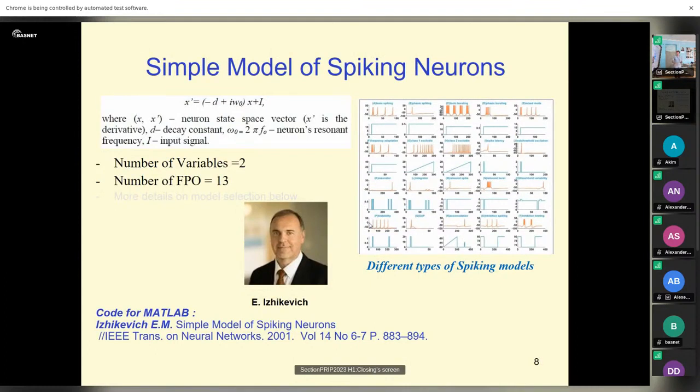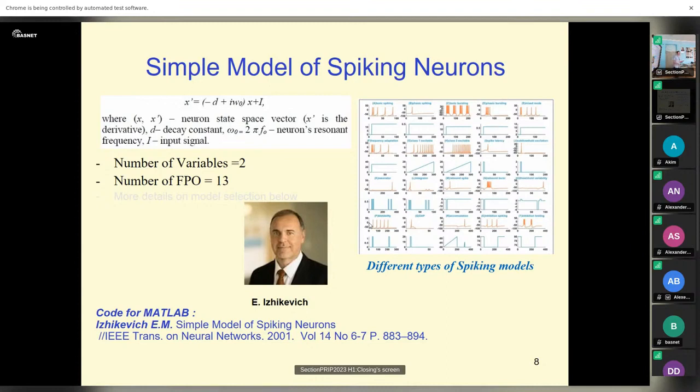The simplest model is the Hodgkin-Huxley-type model. This model is considered a prototype of spiking neurons. It represents itself as a system of second-order differential equations, where you see X, the neuron state space vector, the decay constant, the neuron's natural frequency, and the input signal. It's a simple model, the cost is not high.